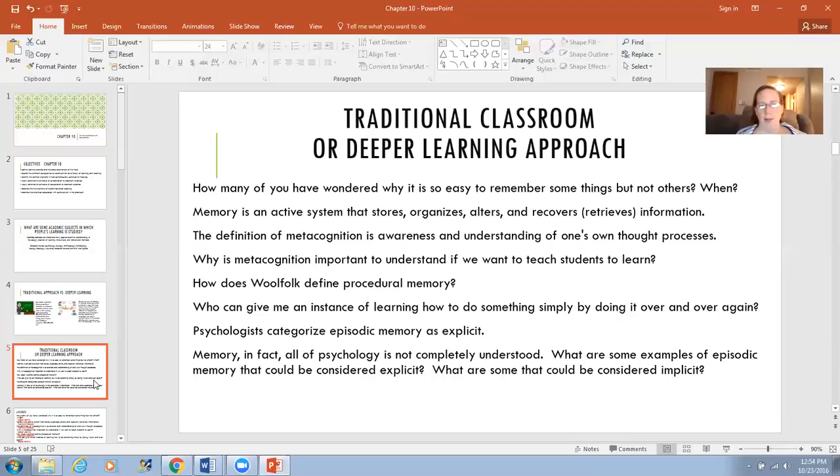Psychologists categorize episodic memory as explicit. Memory, in fact, all of psychology, is not completely understood. What are some examples of episodic memory that could be considered explicit? What are some that could be considered implicit?